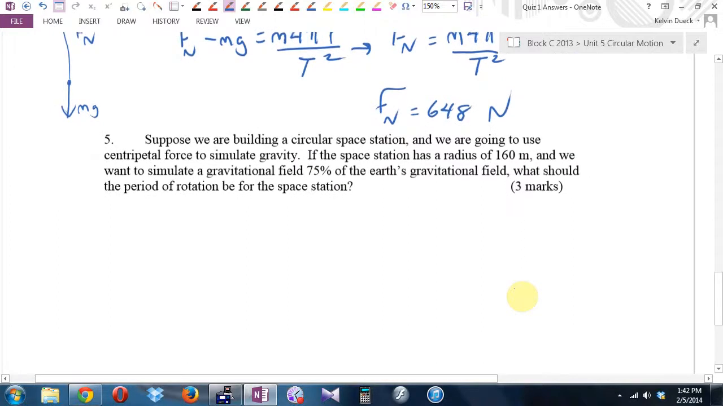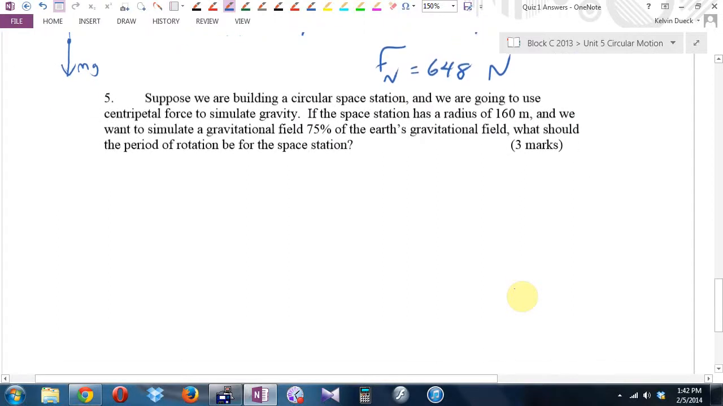Hey, space station. We want to simulate gravity. It's artificial gravity. Space station has a radius of 160 meters. We want to simulate, what would the period be? Okay, so here's really what we're saying. We want to create a fake little g. And that's going to come from the circular acceleration. Now that's the shortcut. What we really said was this.